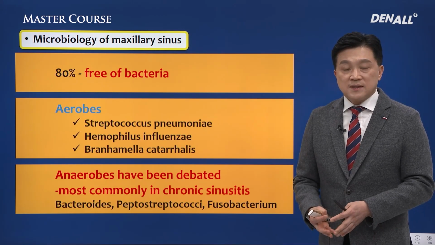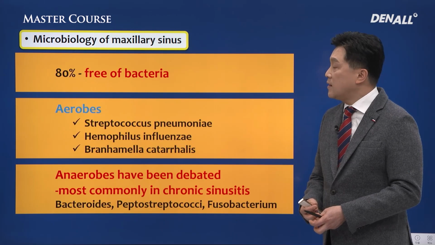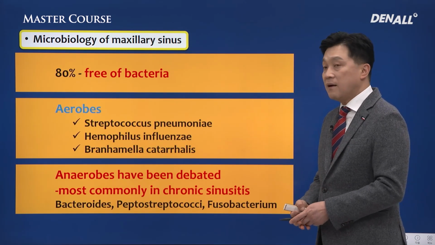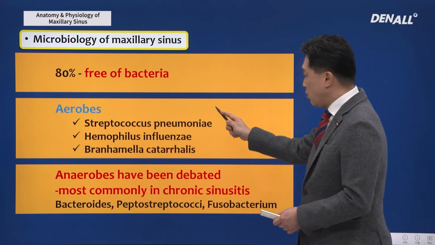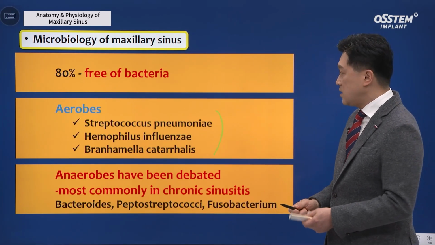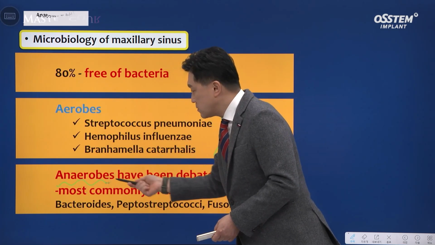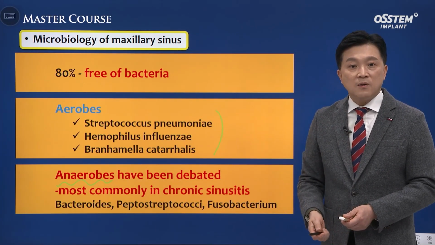Let's look at the microbiology of the maxillary sinus. 80% of the time, it's bacteria-free, it's aseptic. But there can be aerobes as well. The problems are mostly caused by anaerobes. Anaerobes cause pathology within the sinus.